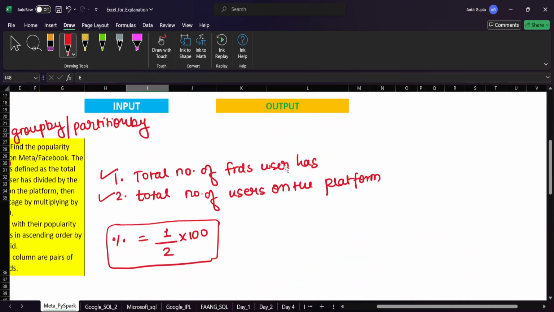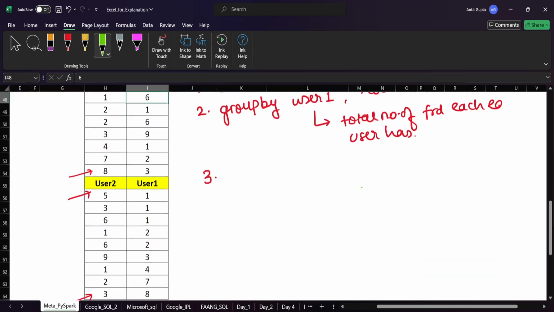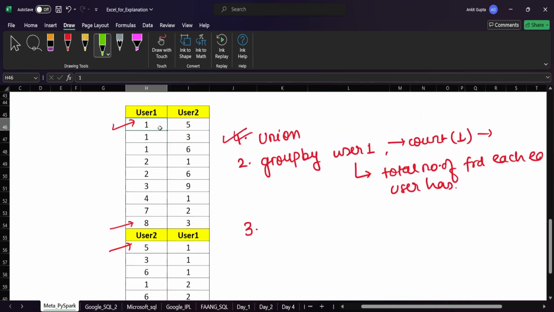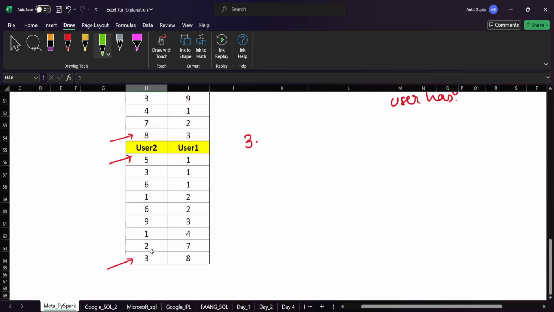And then once we have the union, in order to find this condition, this we have already found, right? This we found, total number of friends. How did we achieve this? Group by and count, right? So how to achieve the total number of users on the platform? This is quite simple, right? Total number of users, that means what? We need to find all the distinct or unique users we have.